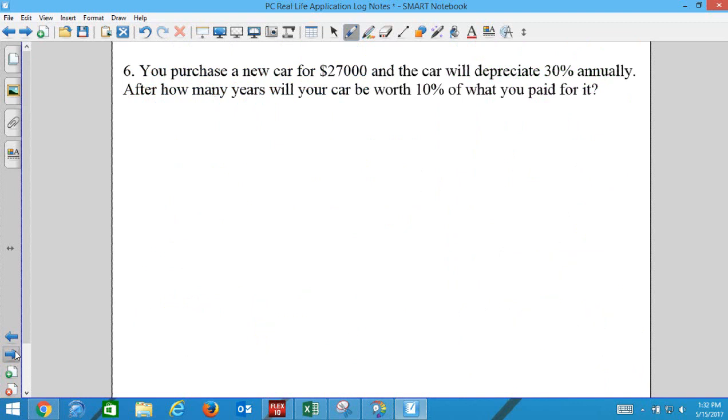All right, number 6, you purchase a new car for $27,000. And the car will depreciate 30% annually.